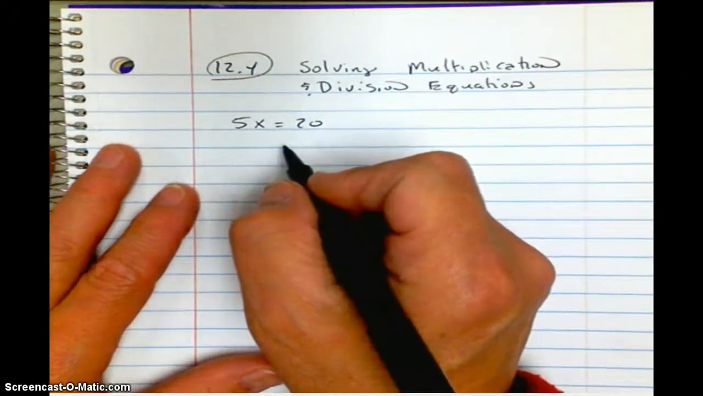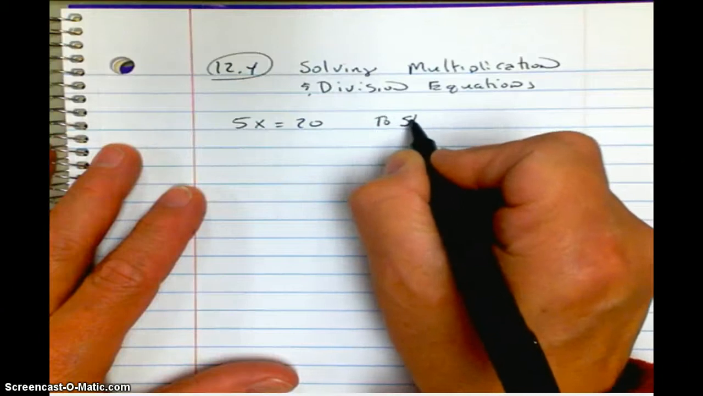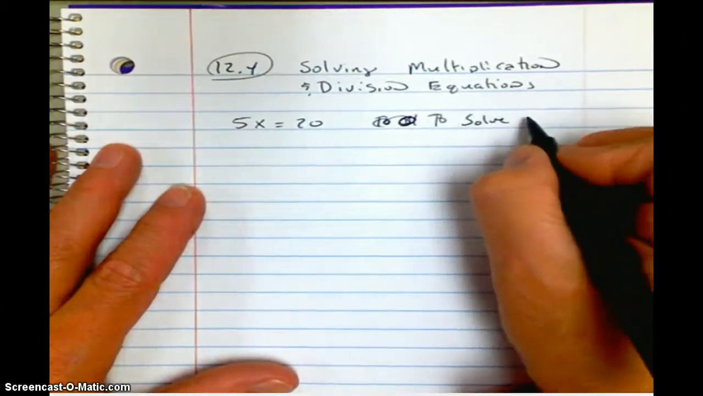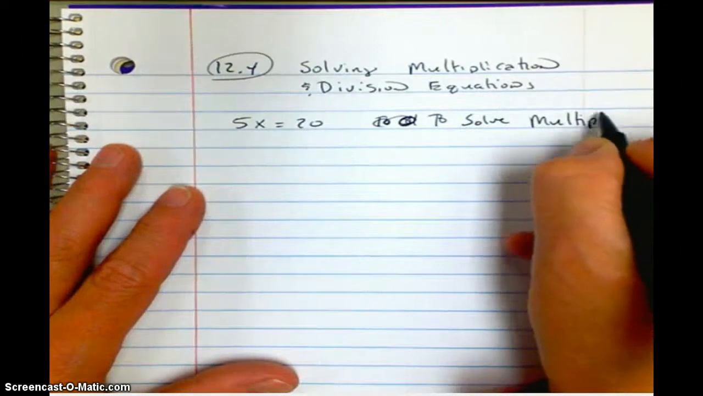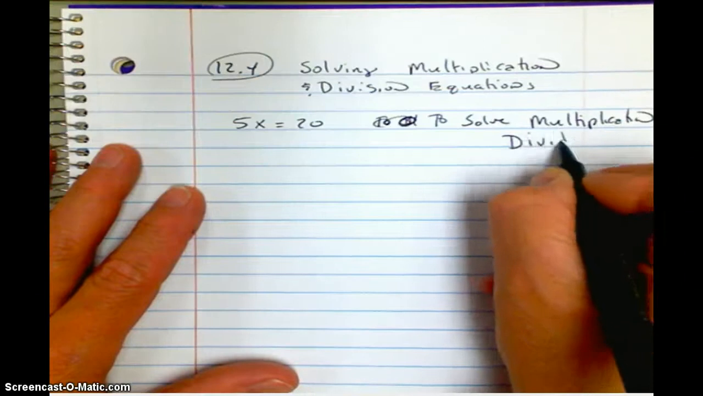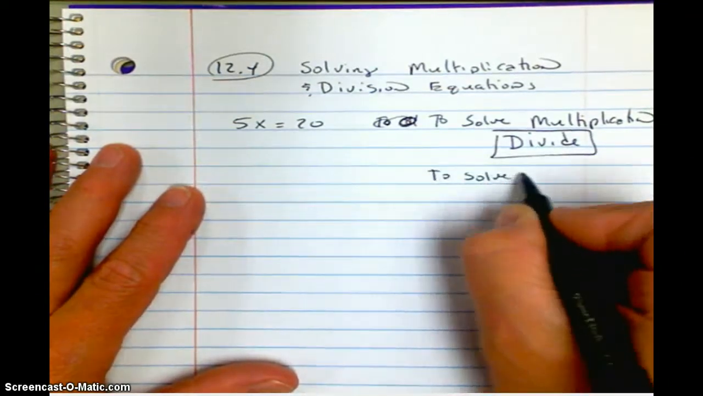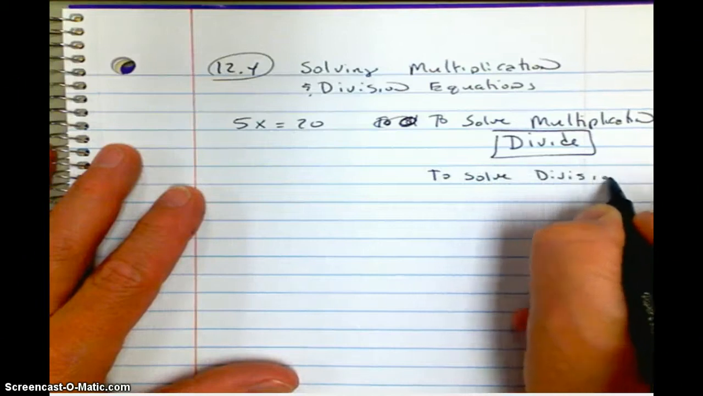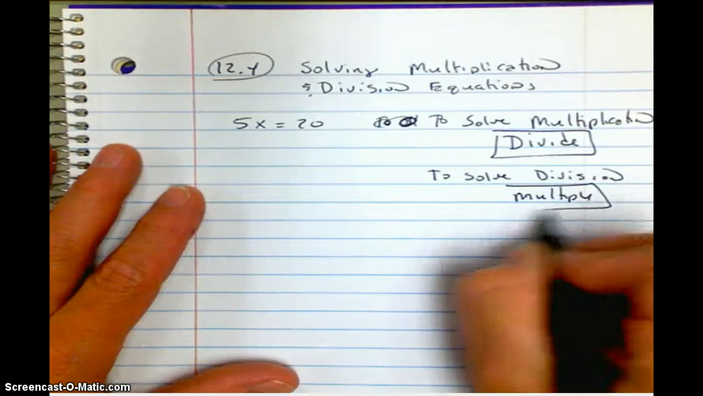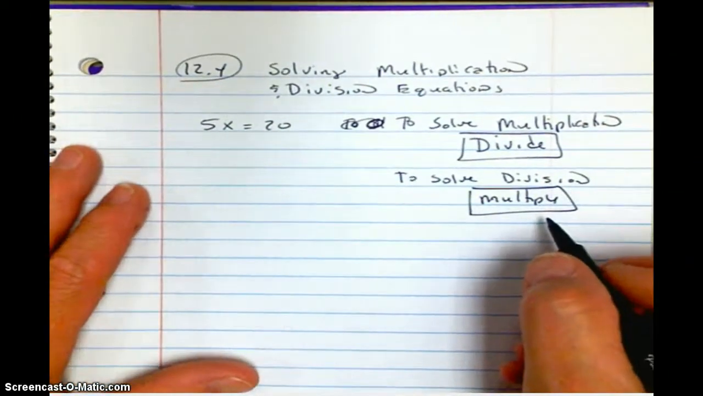So something to keep in mind: when we solve, oops, I'm going to cross that out. To solve a multiplication problem, we are going to divide. And then to solve a division problem, we are actually going to multiply to solve for our missing number, whether it be x or a different variable.